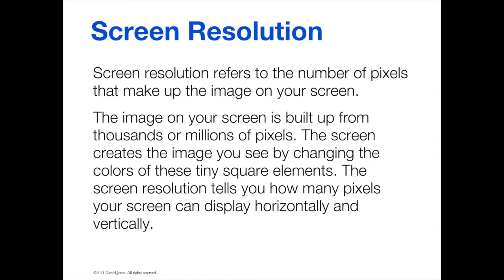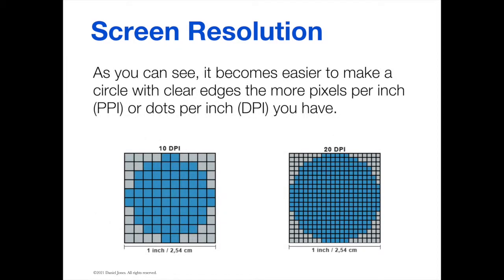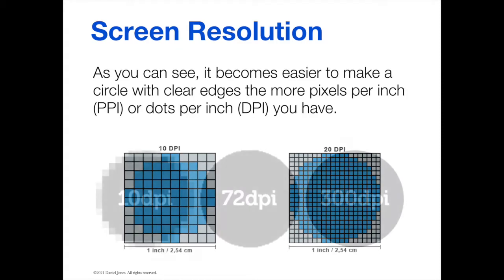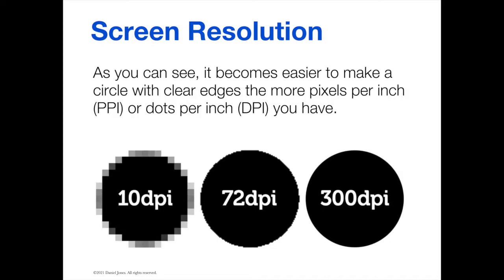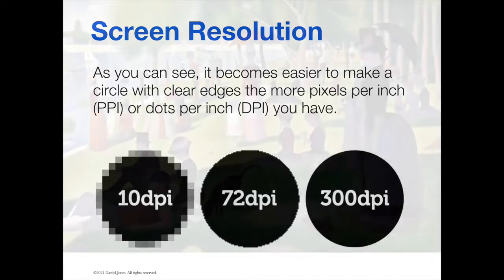The image on your screen is built up from thousands or millions of pixels. The screen creates the image you see by changing the colors of these tiny square elements. The screen resolution tells you how many pixels your screen can display horizontally and vertically. As you can see, it becomes easier to make a circle with clear edges with the more pixels that you have. Basically, the more pixels, the higher the screen resolution and the crisper the images on your screen will be.